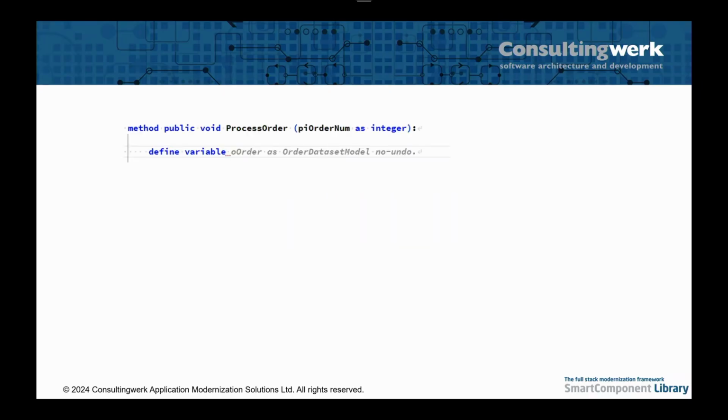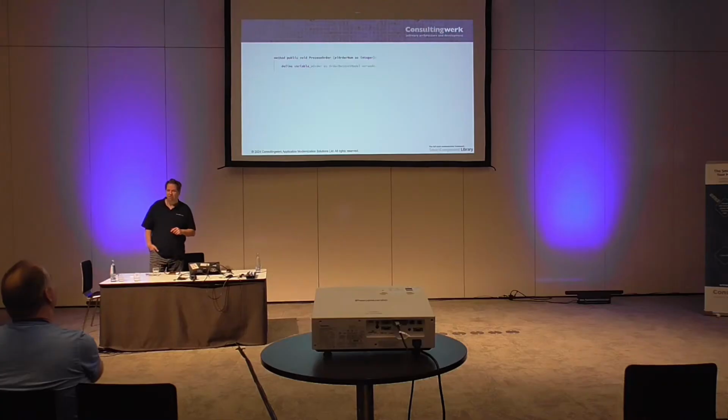So here I started writing a method process order, so a meaningful method name is good. Define variable, and it thought, oh, in other methods that were named something with order, I used an instance of our ORM wrapper, the order dataset model. So maybe the first variable I want to define is an order dataset model. And I can accept that now just by clicking tab.